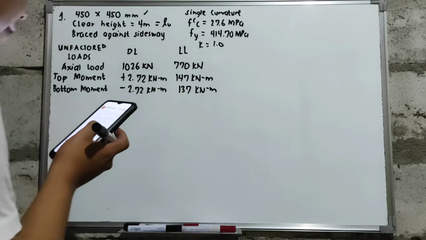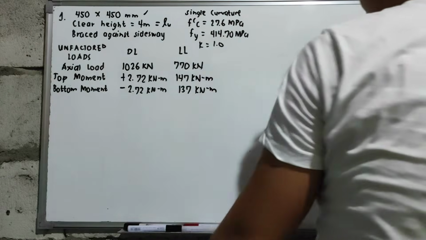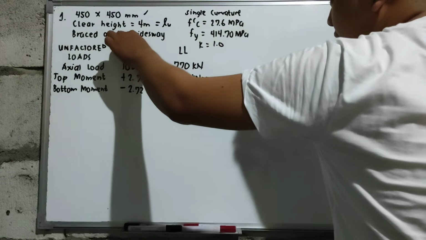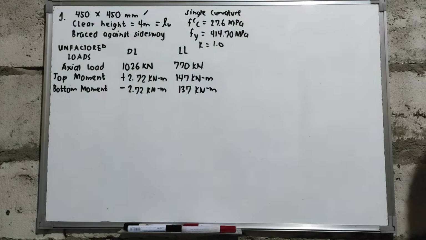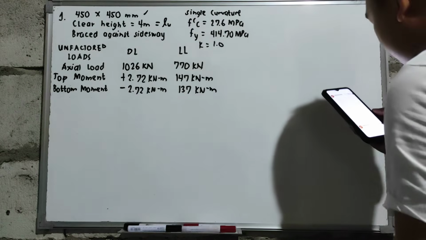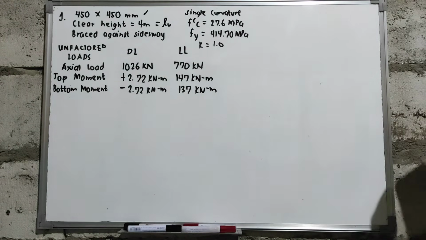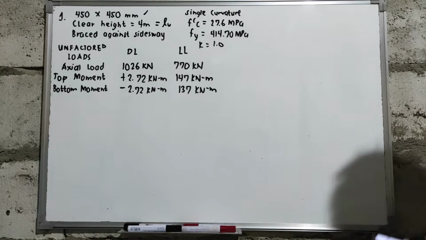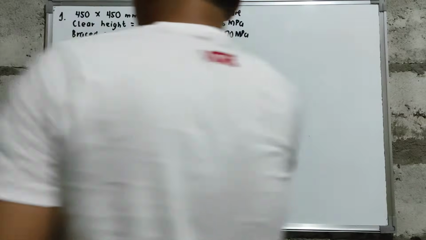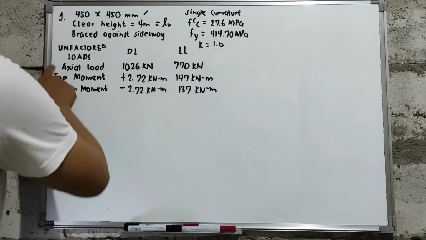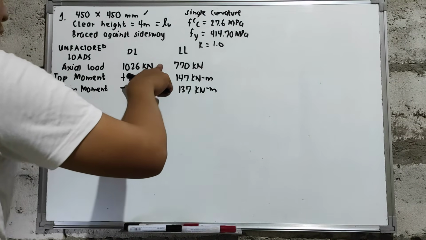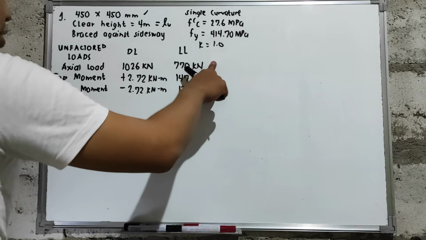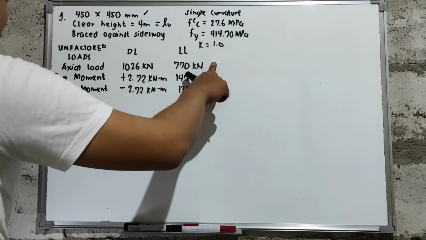The frame is effectively braced against sway. So we are braced against side sway by stair and elevator shafts having concrete walls that are monolithic with the floors. The structure will be subjected to dead loads and live loads as follows. So we have here unfactored loads. For the axial load, we have a dead load of 1026 and a live load of 770.